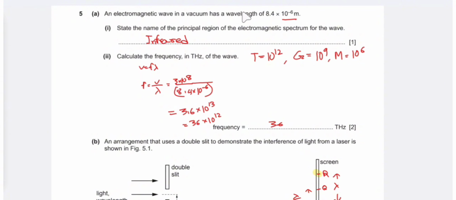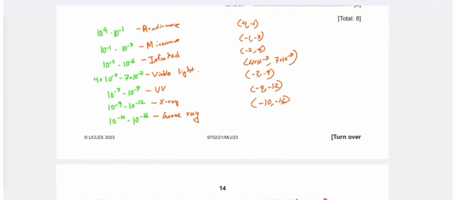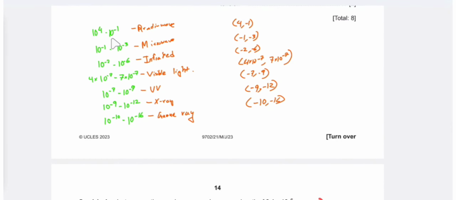Question number 5, part A. An electromagnetic wave in vacuum has the wavelength given. State the name of the principal region of the electromagnetic spectrum of the wave. So we know the value of wavelength, and now we can use these values of wavelength.